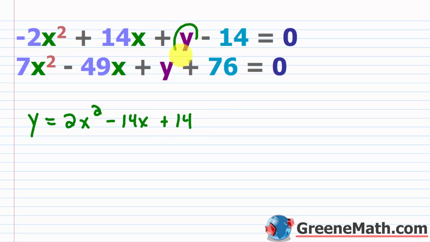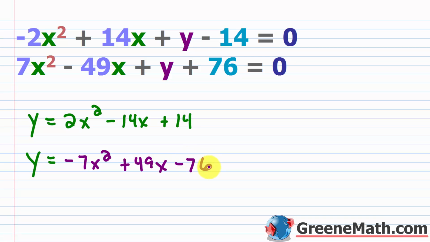So again, kept this on this side, moved everything to the other side. So all I'm doing is just changing the signs. Okay, that's all I did. Then for this one, I'm going to do the same thing. So y is equal to, and then I'm just going to move everything to the other side. So I'll just be changing the signs. So I'll have negative 7x squared plus 49x and then minus 76.